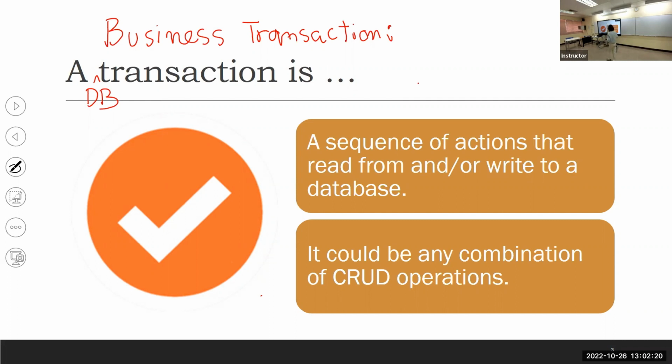Anyone wants to share something? Either an example or maybe your understanding of what is a business transaction? Nothing? Really?